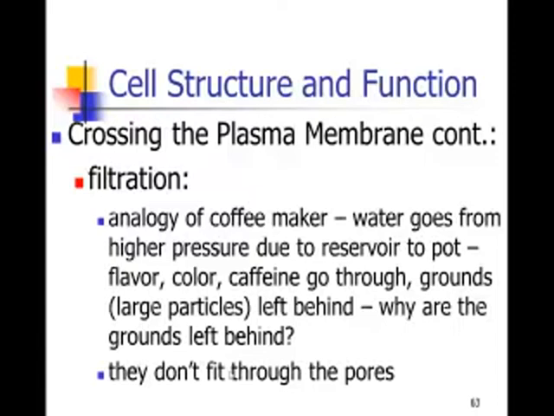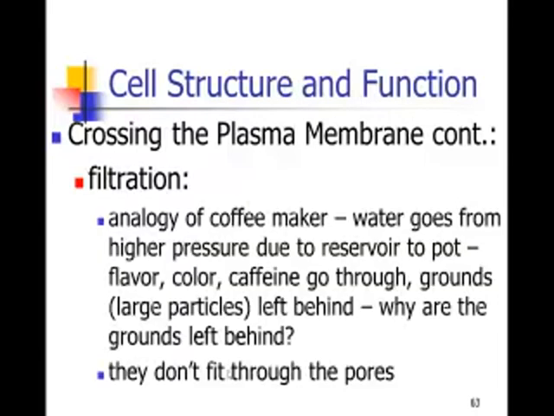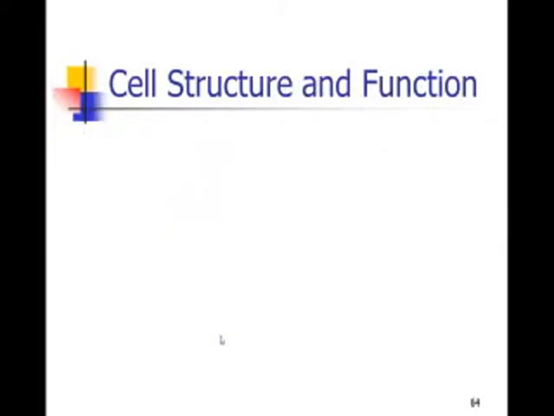Here's the analogy of the coffee maker. I think it went too fast. I didn't set that up properly. So in the analogy of a coffee maker, water goes through the percolator, it percolates, right? And the things that leave the coffee grounds are going to be the flavor and the color and the caffeine and water, and the grounds, the large particles, are left behind. And the reason they're left behind is because they don't fit through the pores. So it's the same thing in your blood.